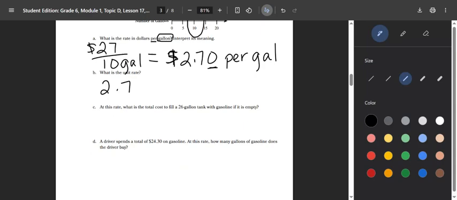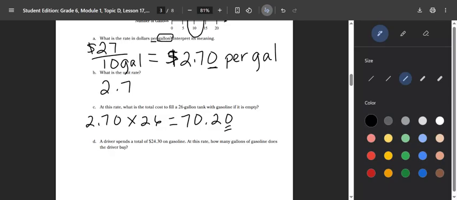So let's do C. At this rate, what is the total cost to fill a 26-gallon tank with gasoline if it is empty? So you take the $2.70 per gallon and you multiply it by 26, because you got to buy 26 gallons. Folks, you can use your calculator on this one. $2.70 times 26 gallons is equal to 70.20, and I go to the hundredths place because it's money.